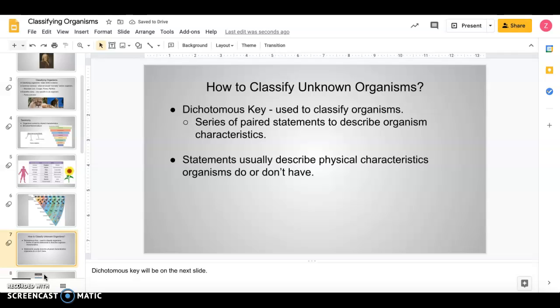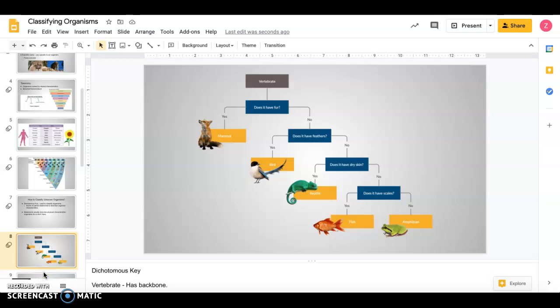How do we classify an organism that's unknown? We do this by use of a dichotomous key. We use a series of paired statements to describe organism characteristics. Statements usually describe physical characteristics organisms do or don't have. Now here's an example of a dichotomous key. We start out with a vertebrate. It's sort of like a chart to find what kind of animal it is.